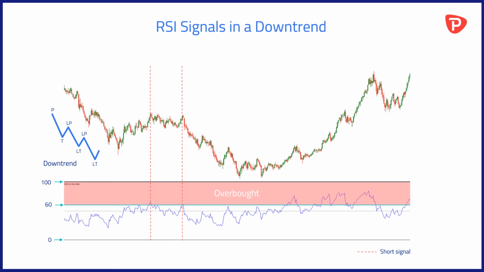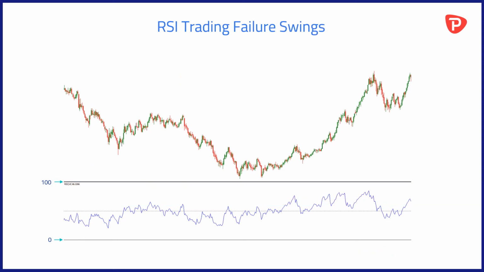Now let's take a look at RSI failure swings. Failure swings are unique to RSI in that they are recognized as strong indicators of possible reversal signals, without factoring in price action. The actions of the signal line are the focus of failure swings, not price action, and often provide reliable signals when they form.